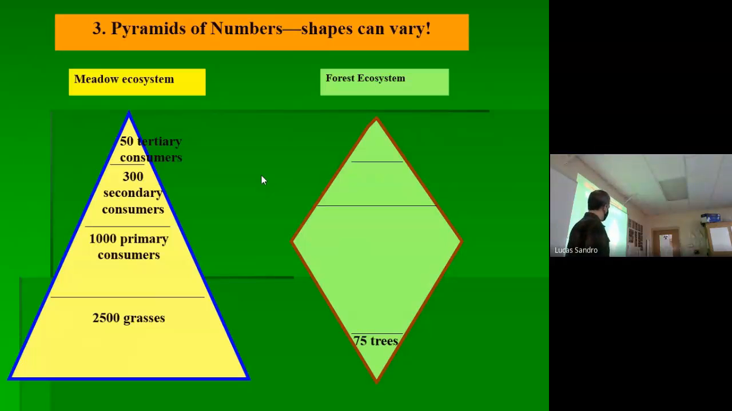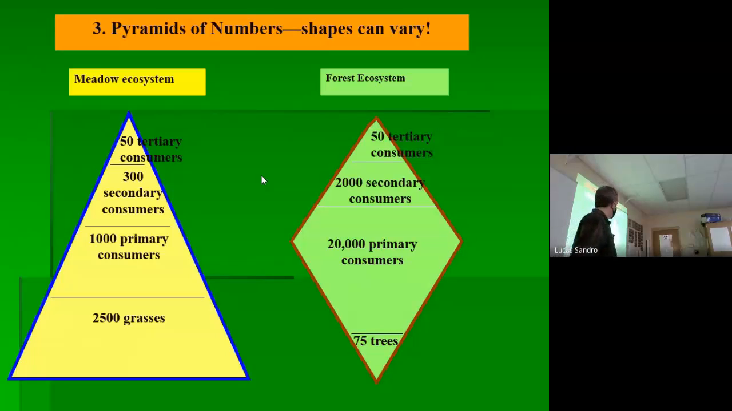And so we might have 75 trees holding up a whole mess of primary consumers. And then, of course, it narrows down at the top. But yeah, size isn't taken into account here, so they can be weird shapes. I would go ahead and draw at least that one. Still a great essay question. Why pyramids? You've got to explain that. And then why are pyramids of numbers sometimes weirdly shaped?